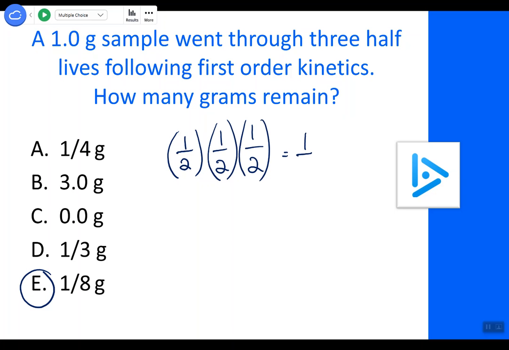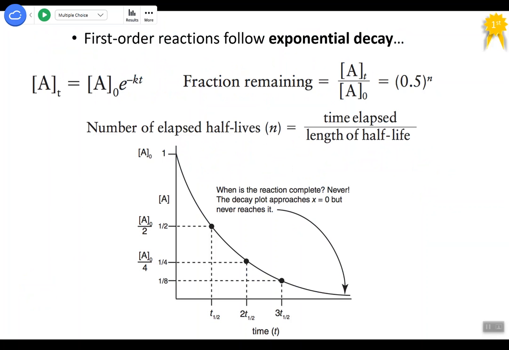Another way we could write that is half to the power 3, or 0.5 to the power 3. This gives us 1/8. That means 7/8 have reacted. 1/8 remains. You did this intuitively. You didn't need a fancy formula to tell you how to solve that problem. So you don't actually need these fancy formulas to solve these problems either. But yeah, you have them.